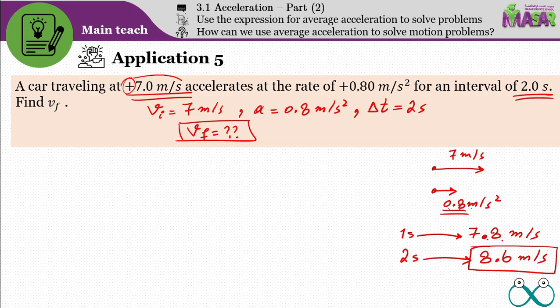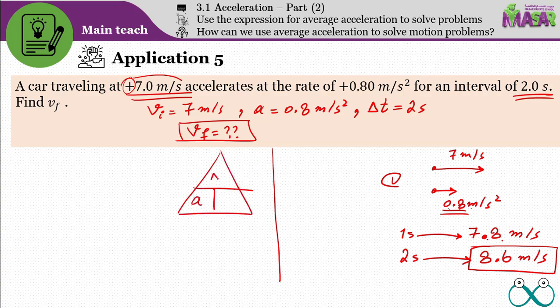This is the first method. Just use the logic. By using the logic, we can obtain the correct answer. Now, can we use a different approach in order to solve the same problem? Definitely yes. We can apply the formula of acceleration. So acceleration equals delta V over delta T.